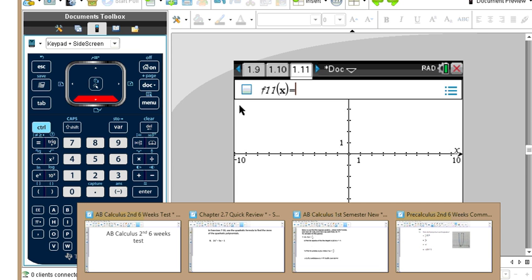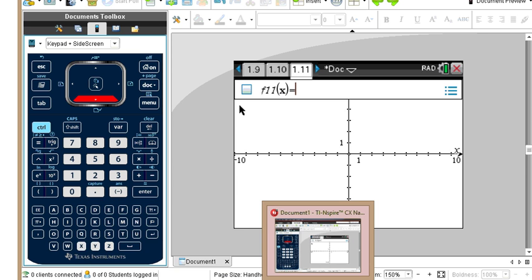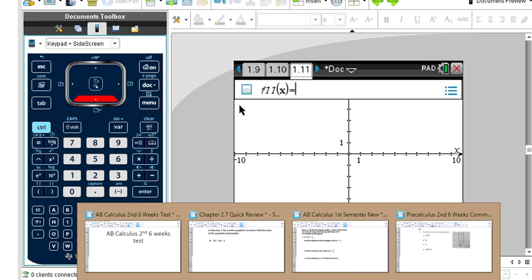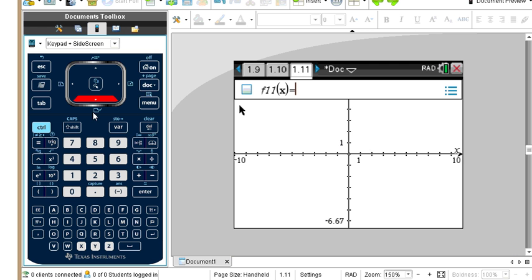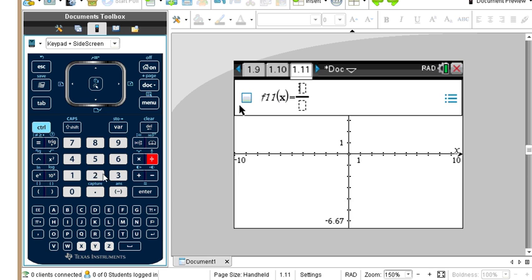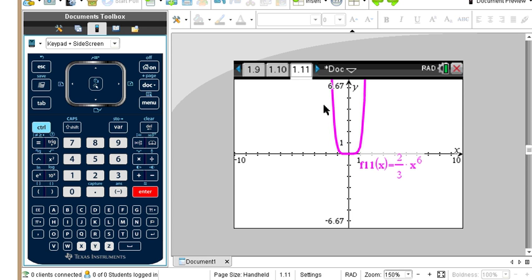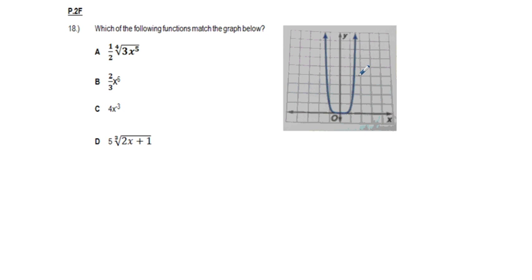I thought I entered that before, but we have 2/3 x to the power of 6. So we'll go in here and put in 2/3 x to the power of 6, and this is what we have. Very flattened at the bottom, very much like the image here. This is going to be answer choice B.